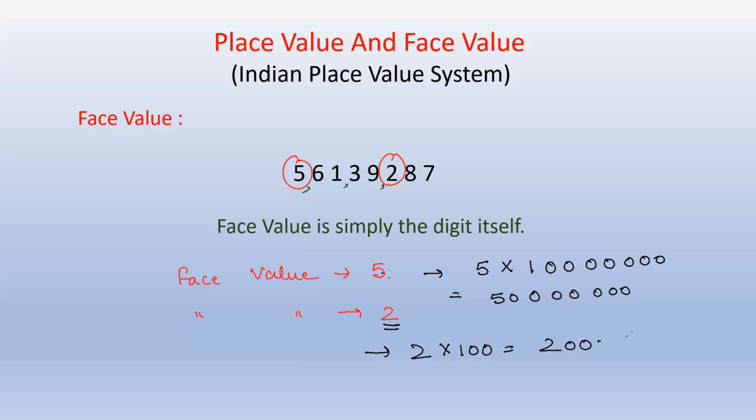So, basically, the place value of a digit depends upon its place in the period, and face value is basically the digit itself. Now, take more examples and understand this concept.